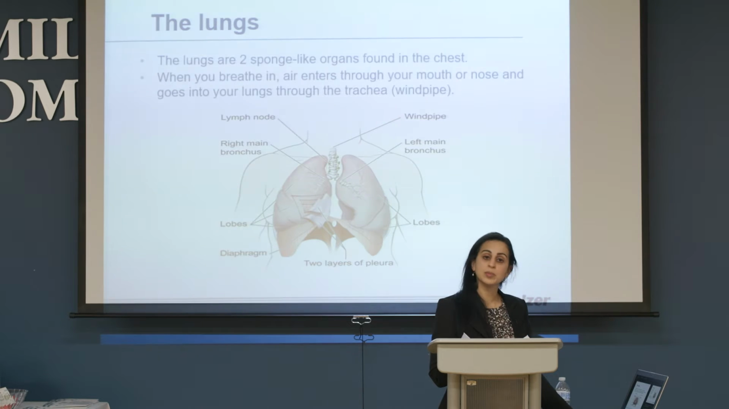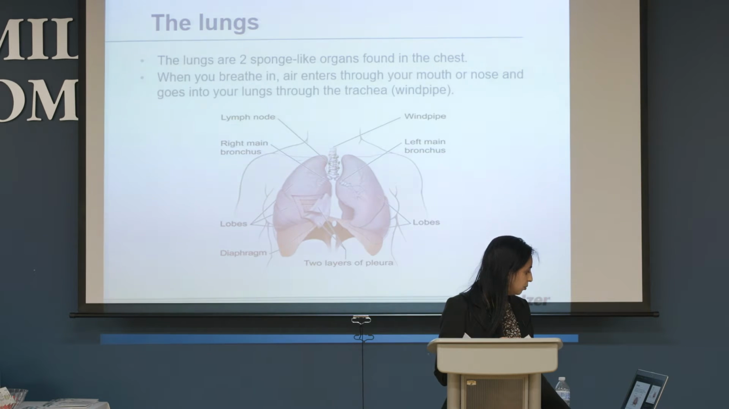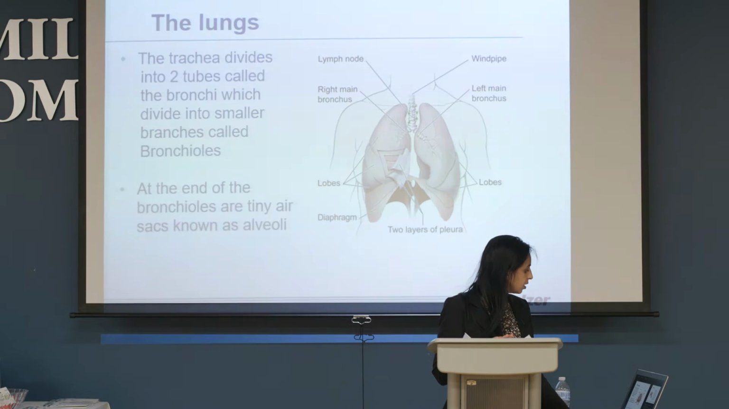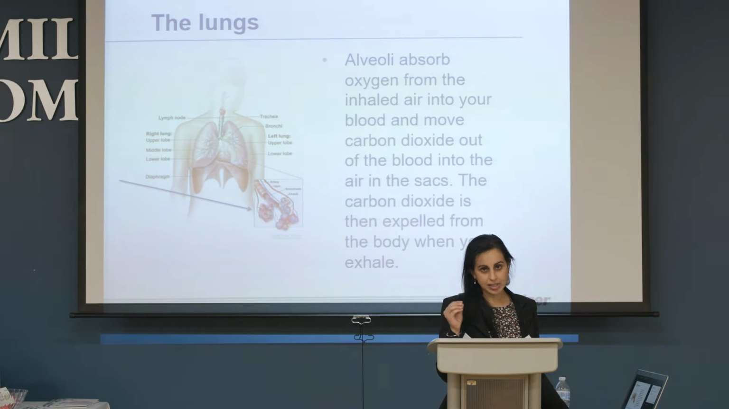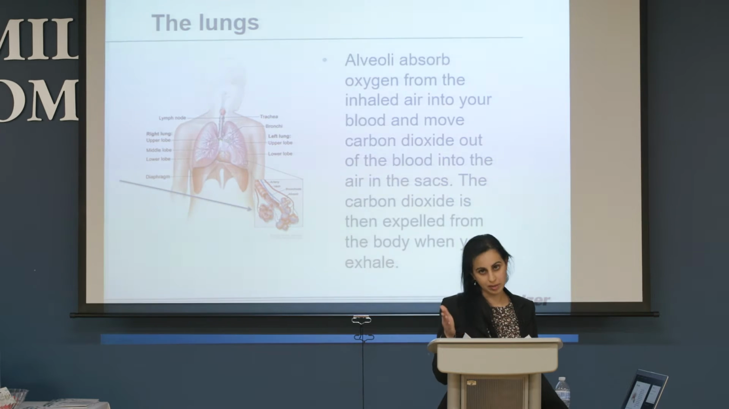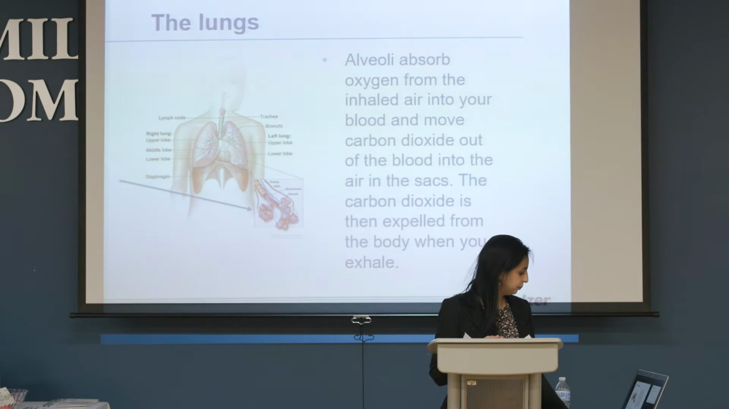In the lung, there are two sponge-like organs, and they're divided into different lobes of the lung. When you breathe in, air comes in through your mouth, goes in through the windpipe, splits into your right and left lung, and you exchange air that way. The trachea divides into two tubes. Those are known as the bronchi, and those are divided into branches called bronchioles. And at the end of the bronchioles are tiny air sacs known as alveoli. The alveoli are these small areas that absorb the oxygen. The oxygen goes into the blood and comes out as carbon dioxide. The carbon dioxide is expelled every time you exhale.